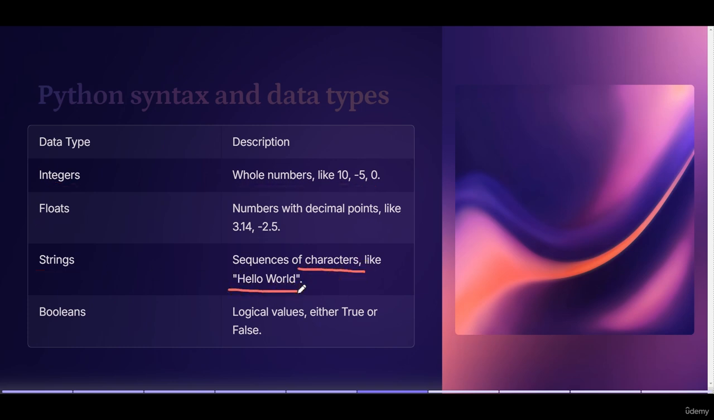Here hello world, like if you have made the first program in Python, almost every developer makes a code which is print and then hello world. So here hello world is a string. After that we have booleans, which are logical values, either true or false. It can only have either a 0 or a 1, where 1 represents true and 0 represents false. So let's move on to the next.